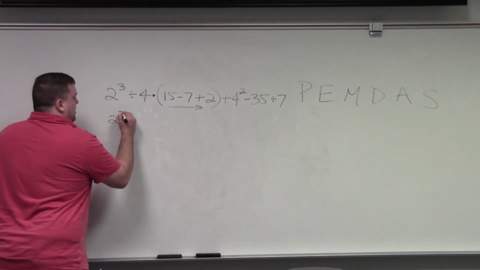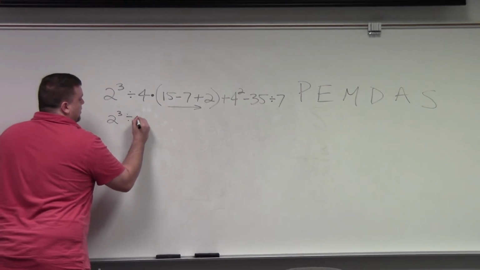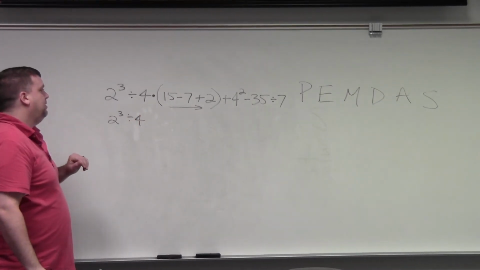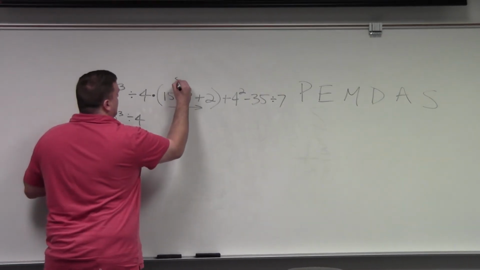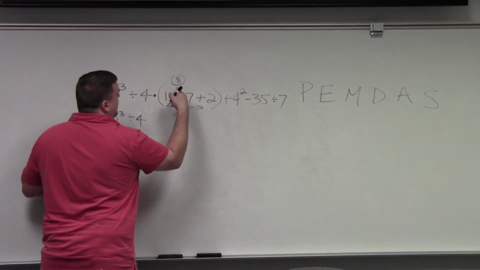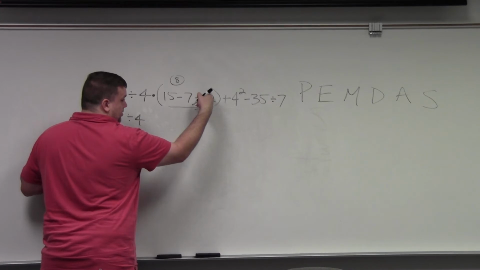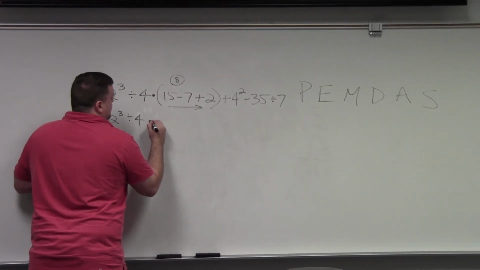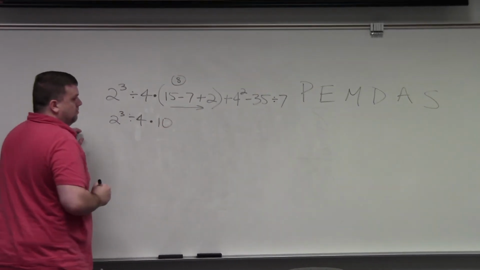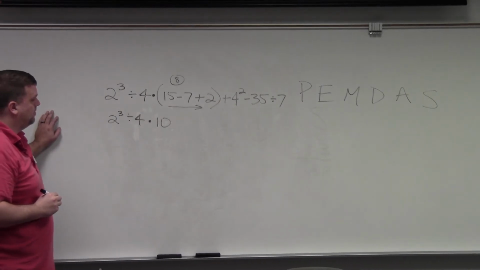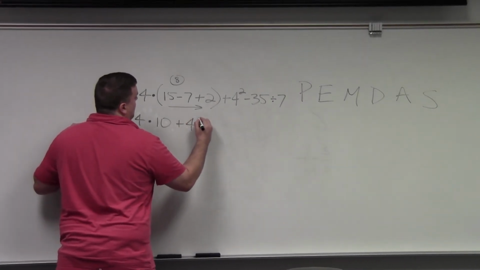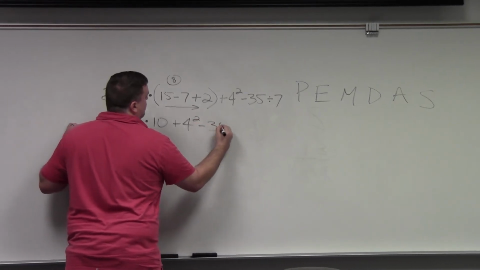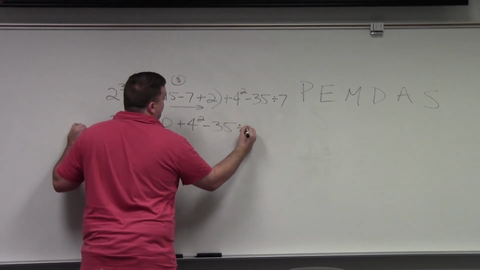So I'm going to copy down everything as is, the parts that we weren't doing. What's 15 minus 7? 8. And to save some space, 8, and then 8 plus 2 is 10. So that eventually it's just going to become the number 10. Plus 4 squared minus 35 divided by 7.